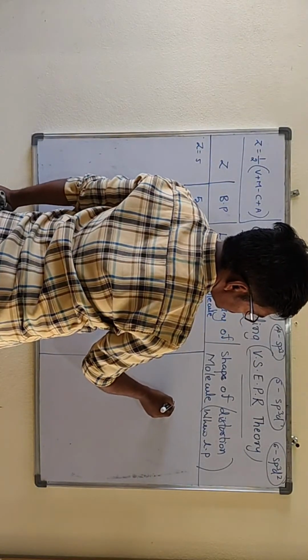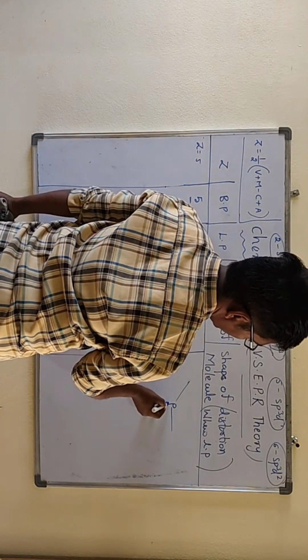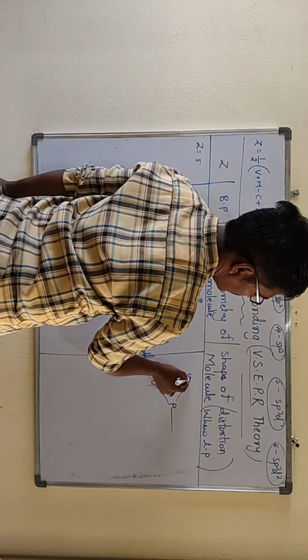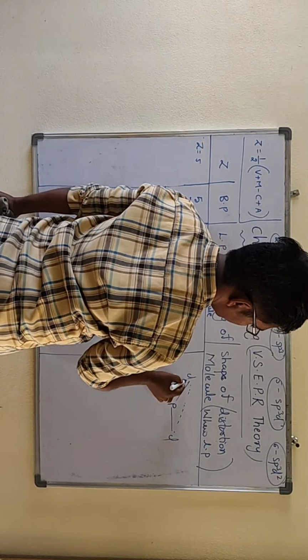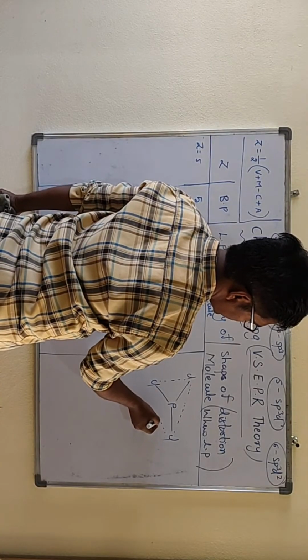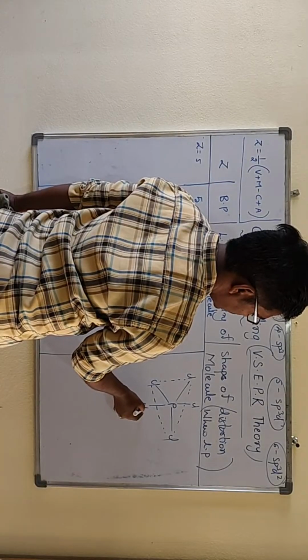The example for this is the PCl5 molecule, phosphorus pentachloride. 3 chlorine atoms are present in the same plane. The remaining 2 chlorine atoms: above the plane is 1 and below the plane is 1.